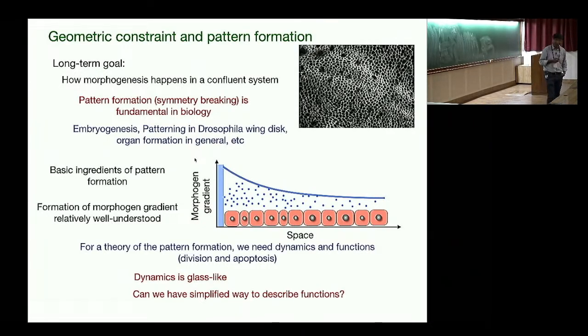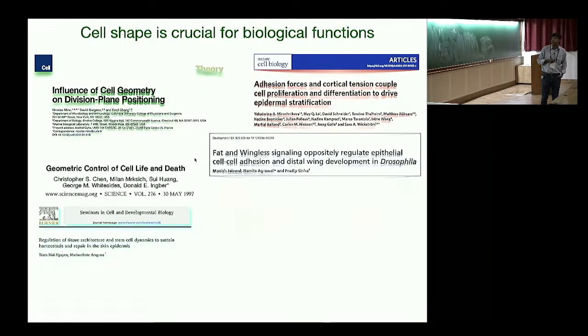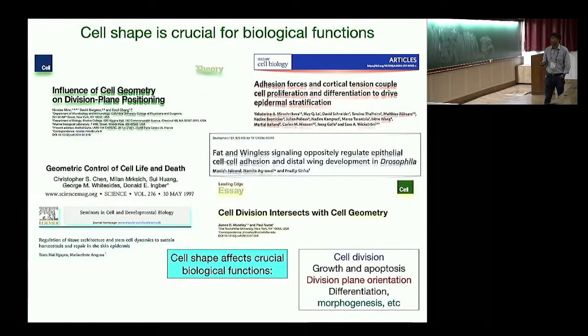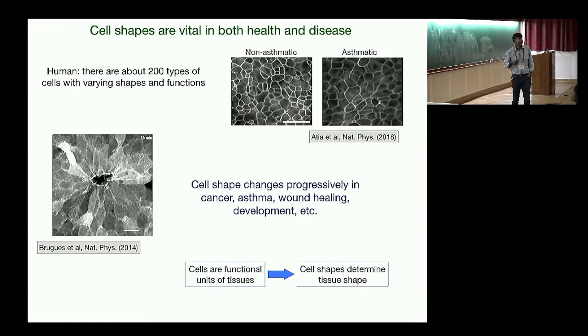So how can we describe function? Now, biological function is a complex problem, but it has been shown in the last couple of decades and more that cell shape can be taken as a precursor of function. It has been shown that cell shape can affect crucial functions such as division, growth, apoptosis, division plane orientation, differentiation, etc. In the human body, there are about 200 different types of cells of varying shape and functions. Here, I'm showing two different snapshots of human bronchial epithelial cells taken from this paper. This is non-asthmatic and this is asthmatic. As you see, the cell shape in the asthmatic and non-asthmatic monolayer is quite different. Also, cell shape changes progressively during different processes such as cancer progression, asthma progression, wound healing, development, and many others.